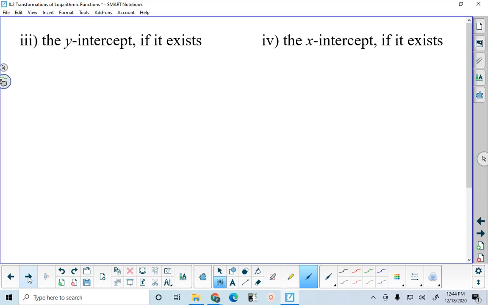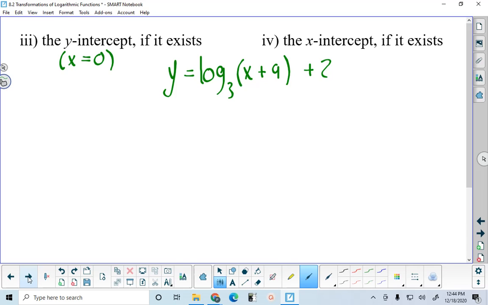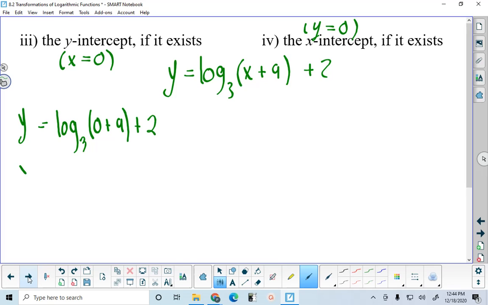The y-intercept, if it exists, so let me write the equation of the function. The function is y equals log base 3 of (x plus 9) plus 2. A y-intercept is where x equals 0, and an x-intercept is where y equals 0. These are the rules we use. So I'm going to rewrite the equation for the y-intercept, but just put in 0 for x. And I end up with y equals log base 3 of 9, then plus 2.